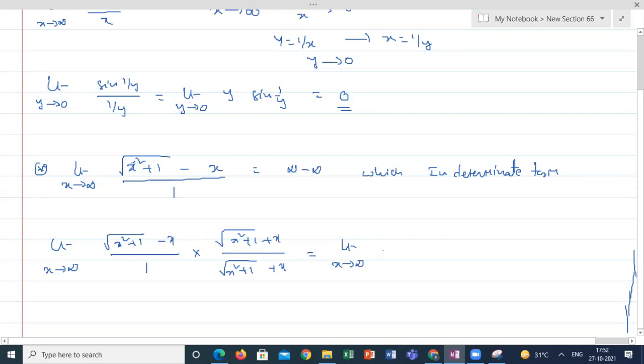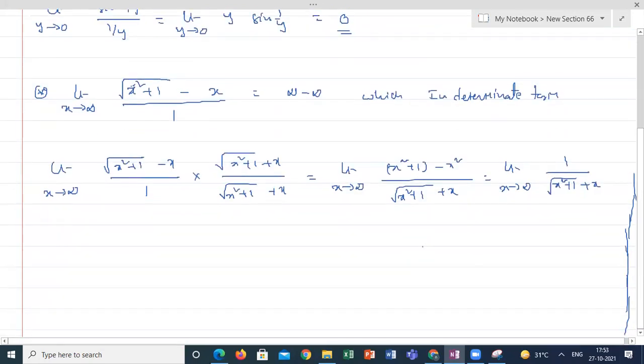It is looking like a square minus b square. So x square plus 1 minus x square divided by root of x square plus 1 plus x. The x square cancels, leaving 1 by root of x square plus 1 plus x. If I take x square common here, limit x tends to infinity 1 by, taking x square common, root of 1 plus 1 by x square, plus x.